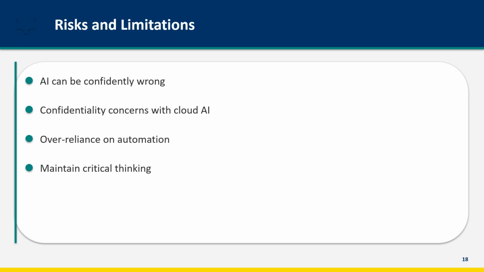Be aware of risks and limitations. AI can be confidently wrong. It may produce plausible sounding but incorrect information. Always verify. Confidentiality concerns exist with cloud AI. Don't input sensitive data into public AI tools without understanding where it goes. Over-reliance on automation atrophies your skills. Use AI to enhance, not replace your thinking. Maintain critical thinking. AI is a tool, not an oracle.